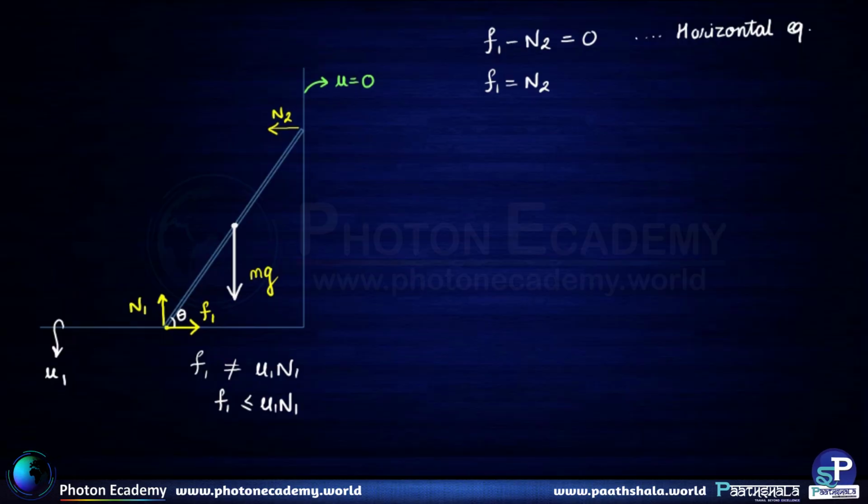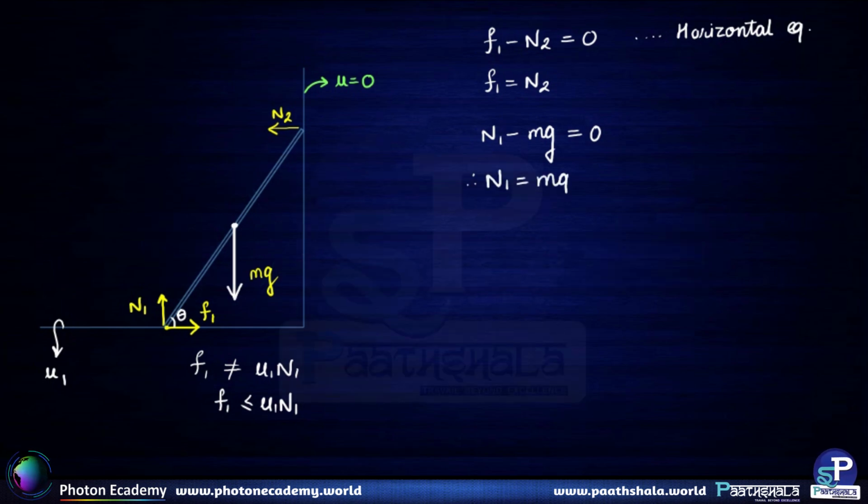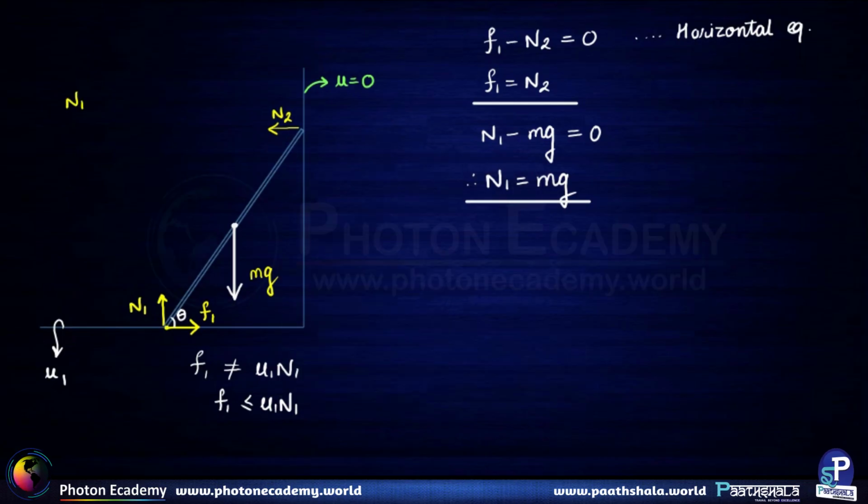For vertical equilibrium, we have N1 minus mg equal to 0. Therefore, N1 is equal to mg. So these two equations we already do have, one for horizontal equilibrium and one for vertical equilibrium. Alright, we have got three unknowns. Again, I'll repeat. The unknowns are N1, N2 and F1. These are the three unknowns.